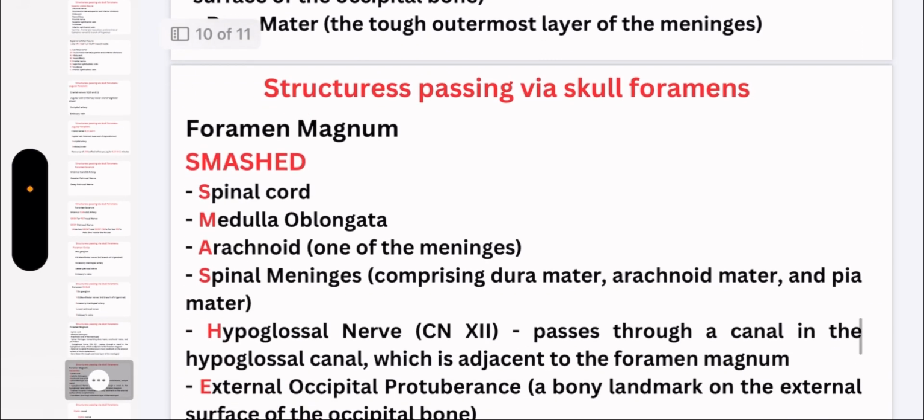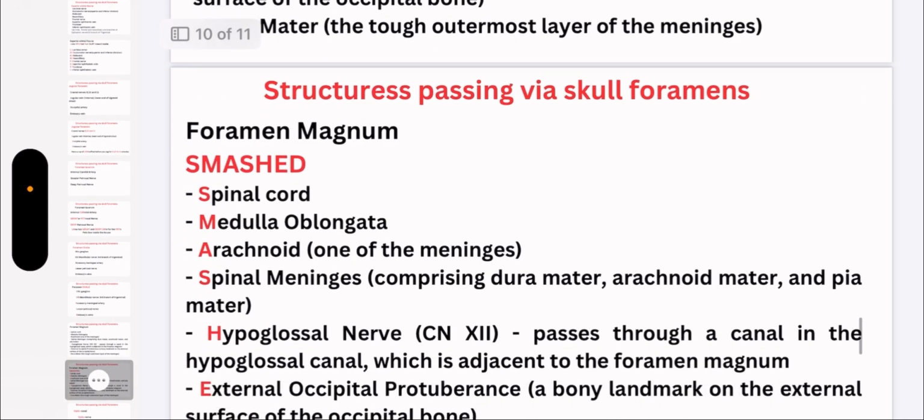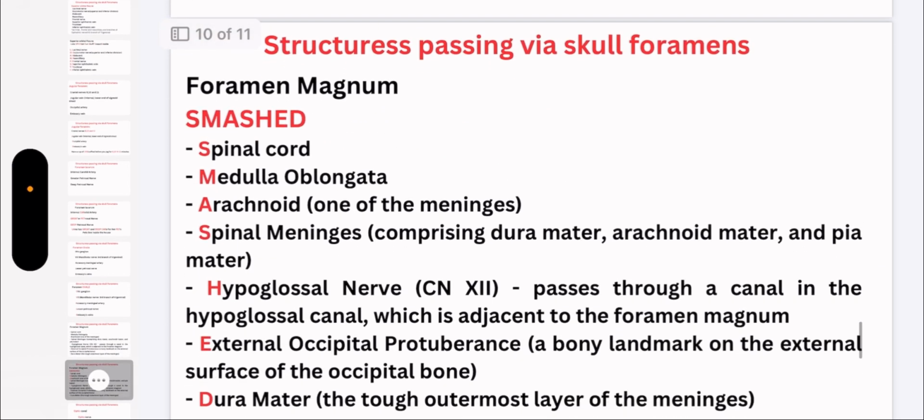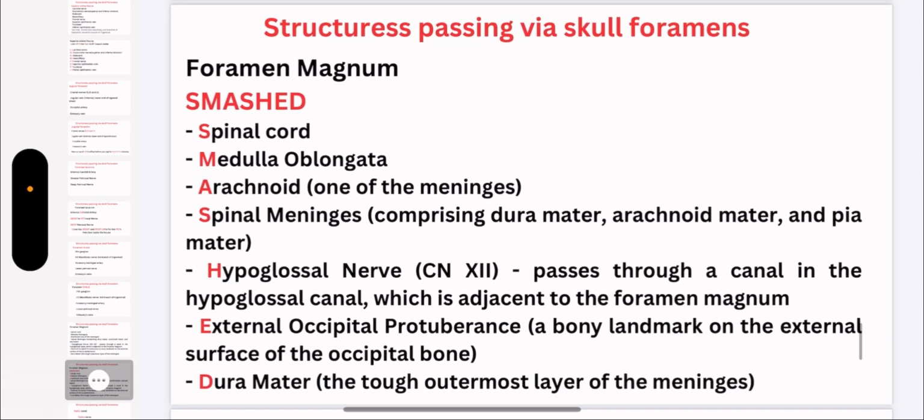The next foramen is foramen magnum. Structures passing via foramen magnum are spinal cord, medulla oblongata, arachnoid, which is one of the meninges, spinal meninges, comprising dura mater, arachnoid mater, and pia mater.